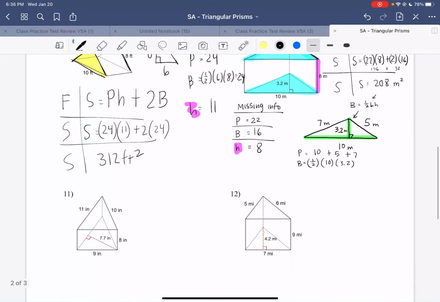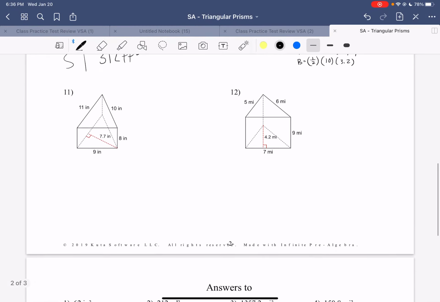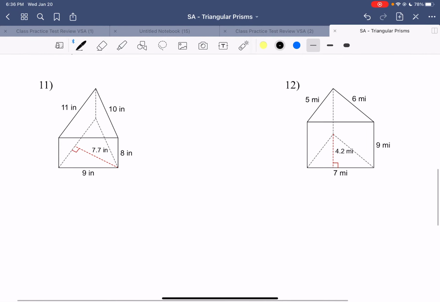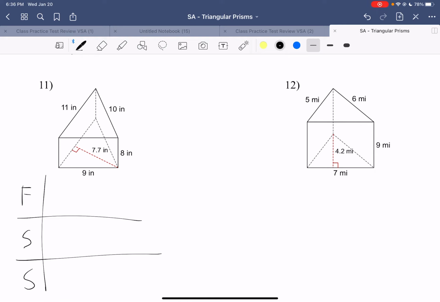Okay. Number 11 is where people may have gotten tripped up. So I'm going to go ahead and do formula, substitute, solve. We have surface area equals the perimeter of base times the height of the prism plus 2 times the area of the base. Our base is down here, this triangle.